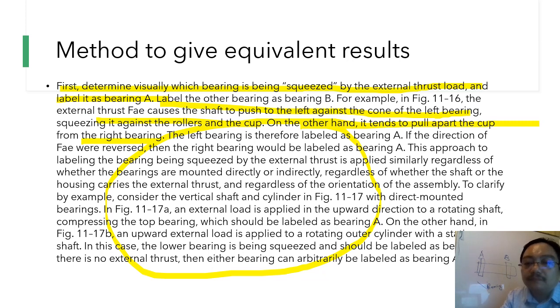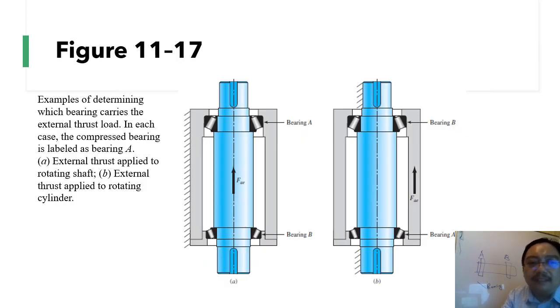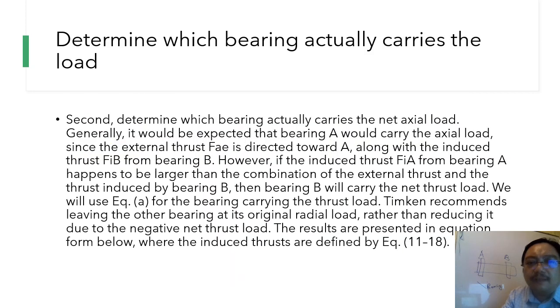This is example level 7, an example about determining which bearing carries the external thrust load. In each case, the compressed bearing is labeled as bearing A. External thrust is applied to a rotating shaft, and external thrust is applied to a rotating cylinder. You can see here. Determine which bearing carries the load. Second, determine which bearing actually carries the net thrust load. Meaning there are two bearings, A and B, but which bearing carries the most thrust load?